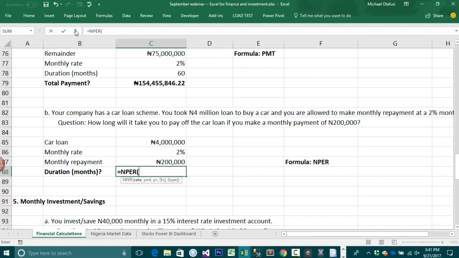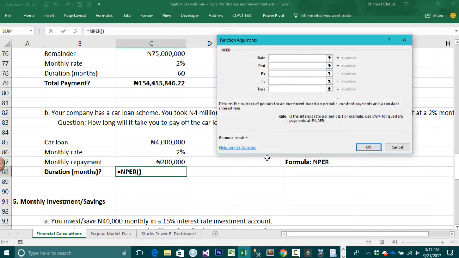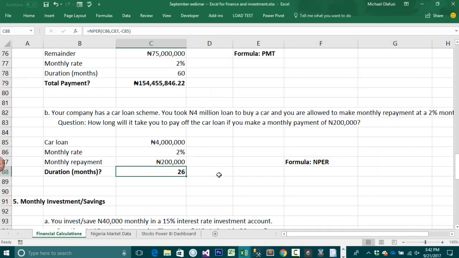So NPER, I'm going to click on FX to bring up the interactive formula dialog box, as usual. And then the rate. So what's the rate? 2%. How much are you paying every month? You're paying 200,000 naira from your salary every month. And then what is the loan you took? So the car loan is 4 million. Remember, I put minus there. You're going to pay back everything, so no future value, and you pay at the end of the month, since they deduct at the end of the month from your salary, so it's the end of the period. So again, I leave that blank, and then okay, and you can see it comes to 26 months.